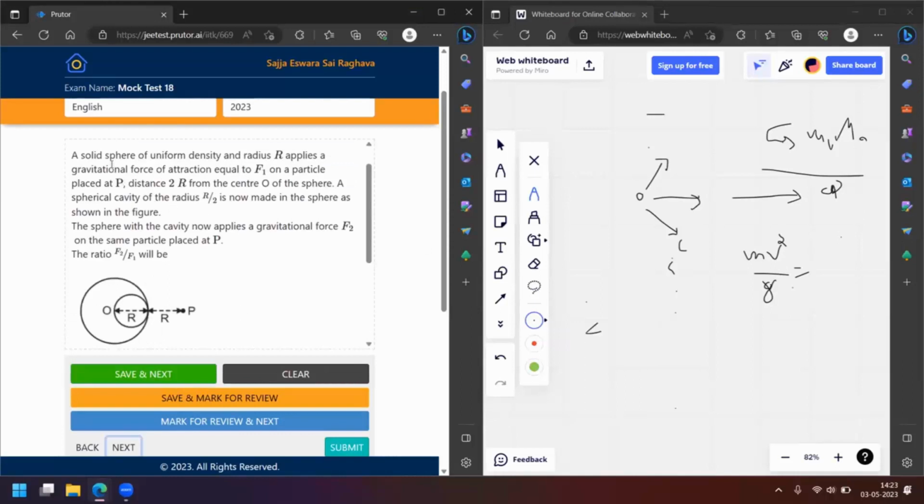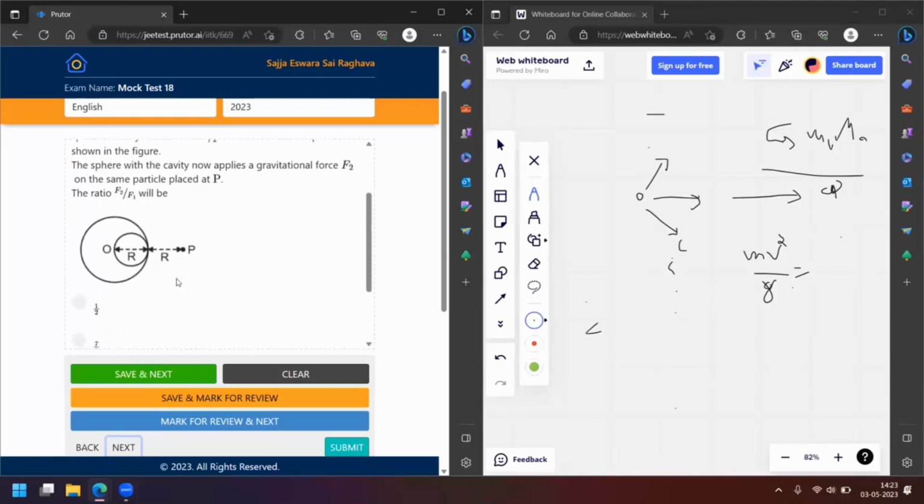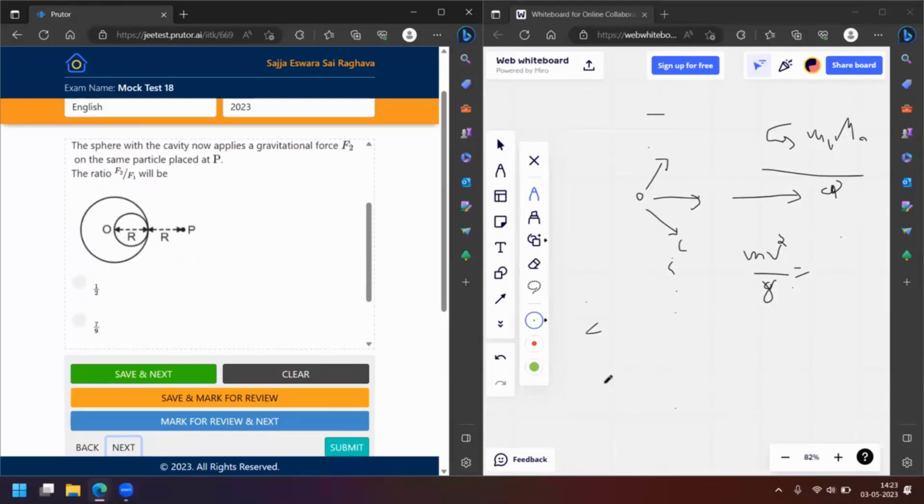So we have a solid sphere of uniform density, and it has a gravitational field. Here the force due to the cavity can be found by first assuming a force F1 is acting. So initially assume the cavity is not there and it is filled by the original material.